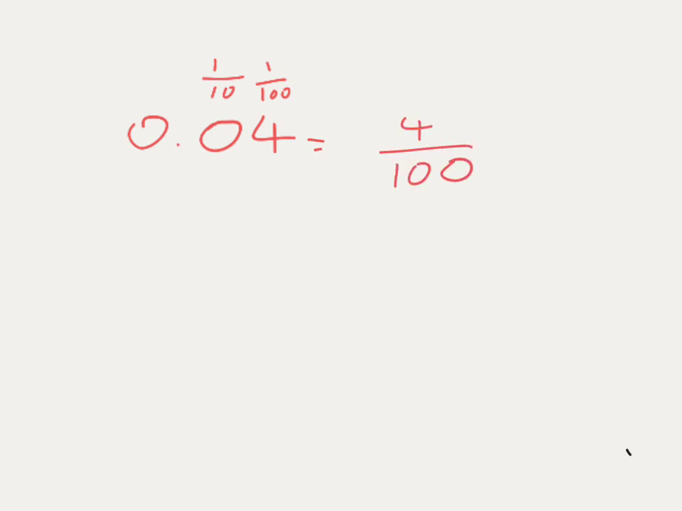Things for us to remember is partly the link to the fractions. So if I have 0.04, the 4 is in the hundredths column, so it is the same as 4 hundredths. If I have 0.7, that 7 is in the tenths column, so that's the same as 7 tenths.